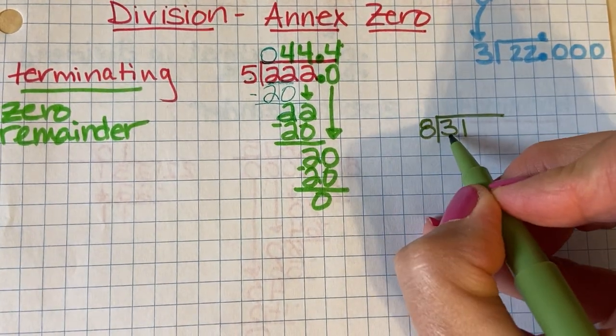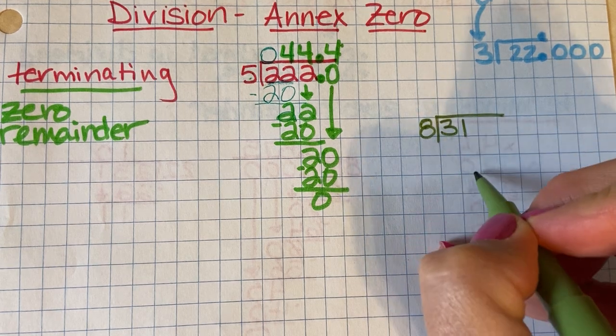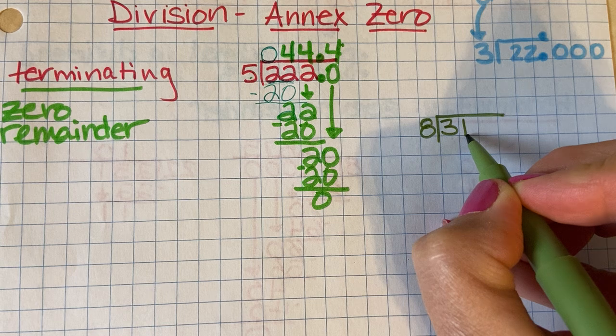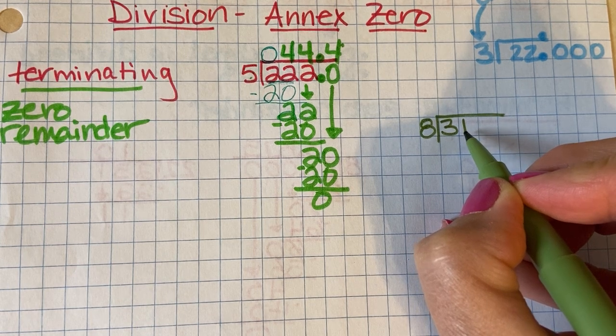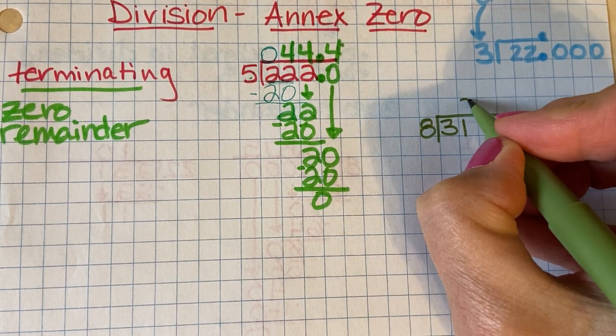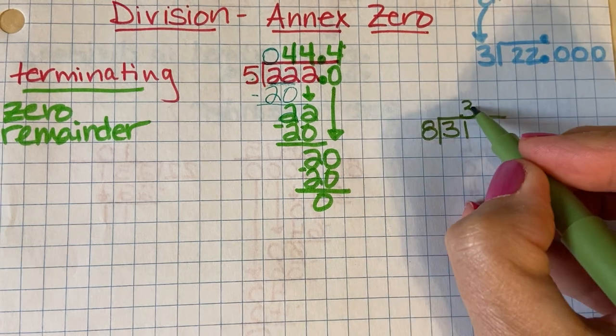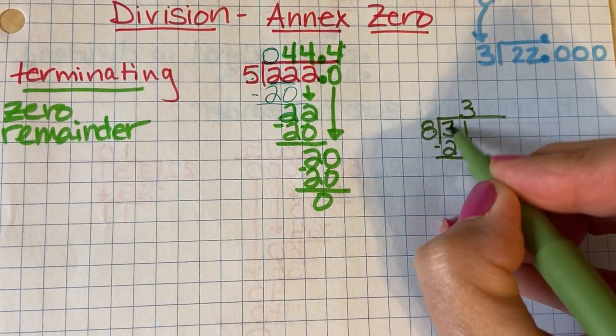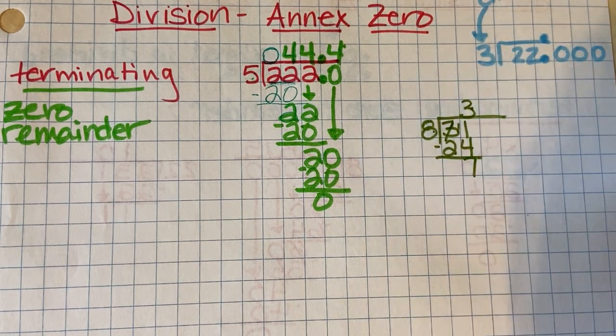Okay, so again, 8 doesn't go into 3, so I'm going to leave that blank. It always has to line up with the last number you use. So I'd say, how many 8s fit into 31? Well, I know 8 times 4 is 32, and that's too many, so it's got to be a 3. 3 times 8 is 24. I'm going to subtract that, and I get a 7 remainder.